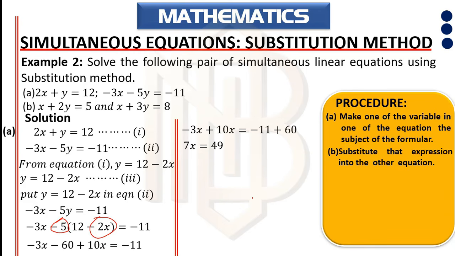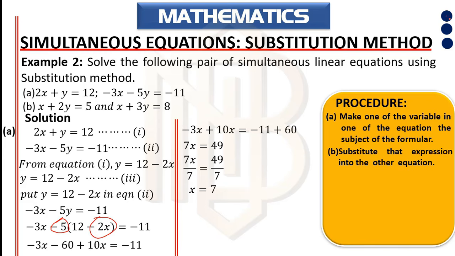So that means we have 7x = 49, and then we can divide both sides by 7, which will then give us x = 7. From there, we can conveniently say that we have solved the question for x.